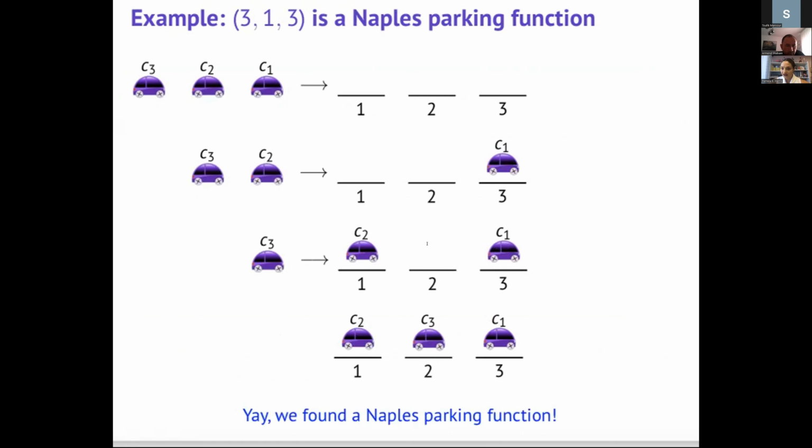Oh, and I see in the chat, Thomas says parking functions are in bijection with critical configurations of the chip firing game on complete graphs, and in this the displacement maps, I think, to the well-known level statistic. Oh yeah, cool. So there are definitely some really fun bijections and lots of connections.